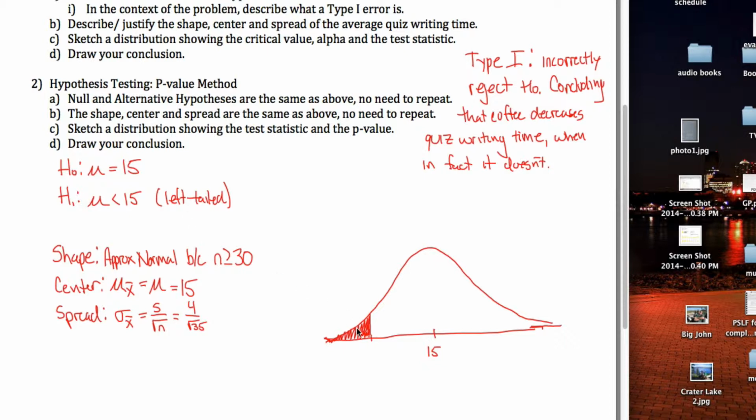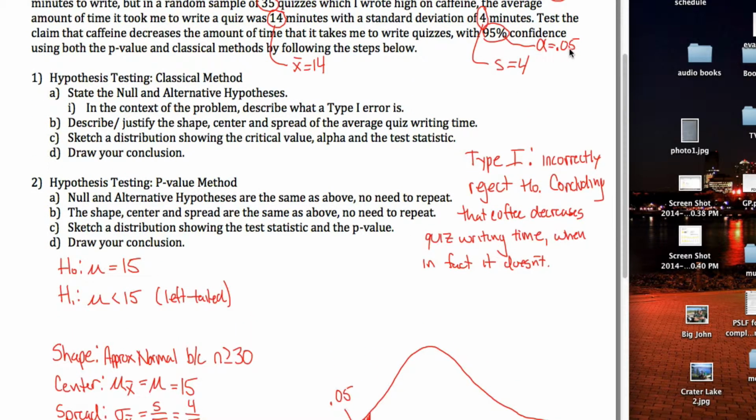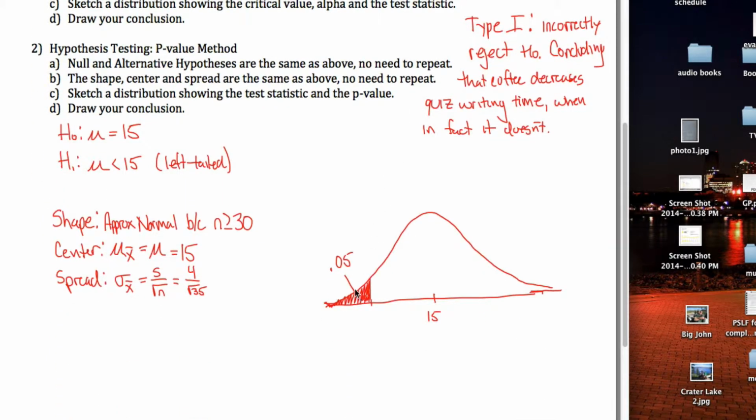The total area of your rejection region is always equal to alpha. So since I only have one rejection region, this area has to be equal to alpha. I decided earlier that alpha was 0.05, so this area is 0.05. What I need to decide is what point goes right here. And you can figure out what point goes right here in two different ways.